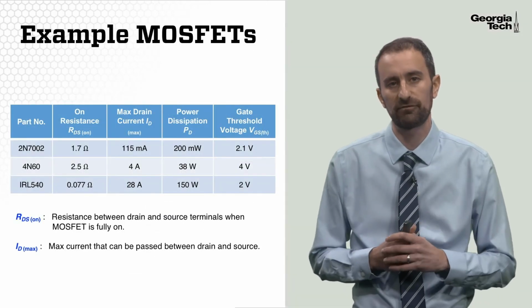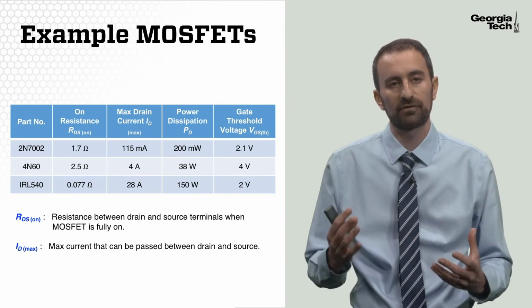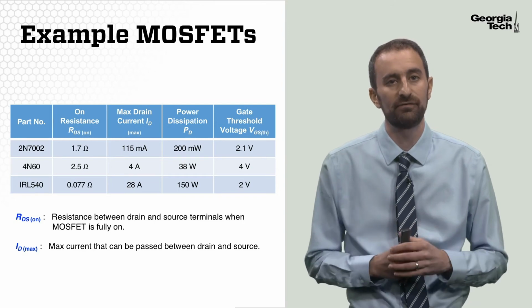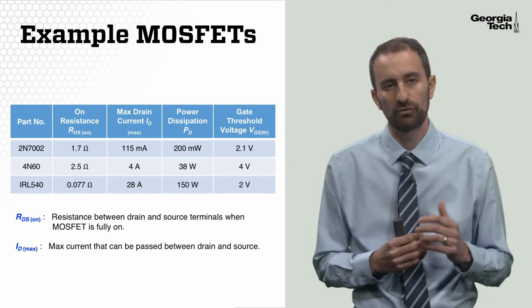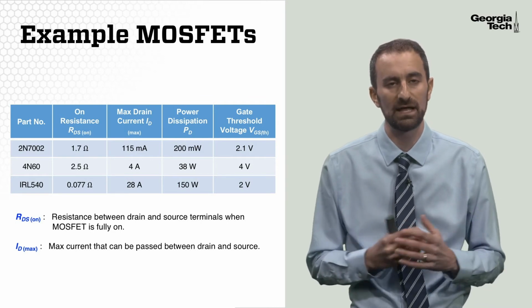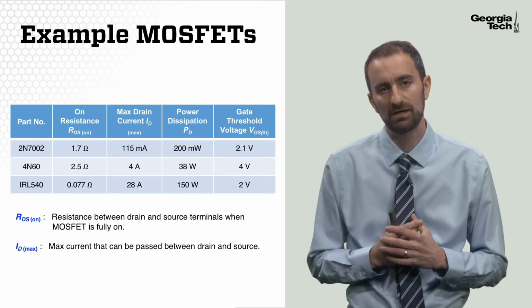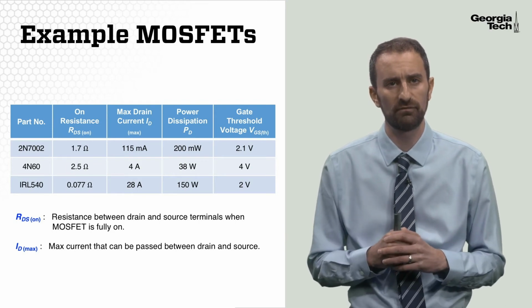Let's look at the specifications for some example MOSFETs in this chart. MOSFETs come in a wide variety of sizes designed for different applications. So here's three different MOSFETs of significantly differing capability. And I've labeled some key specifications from the spec sheet for these three devices.